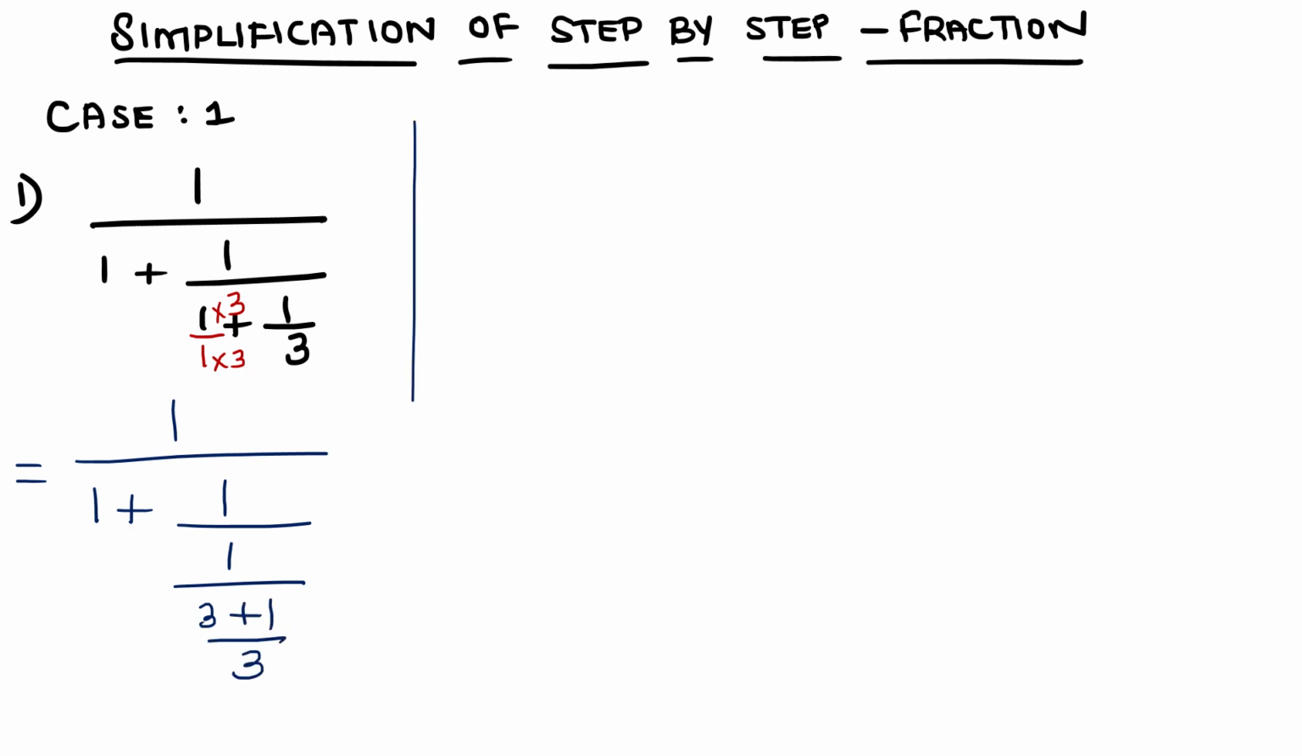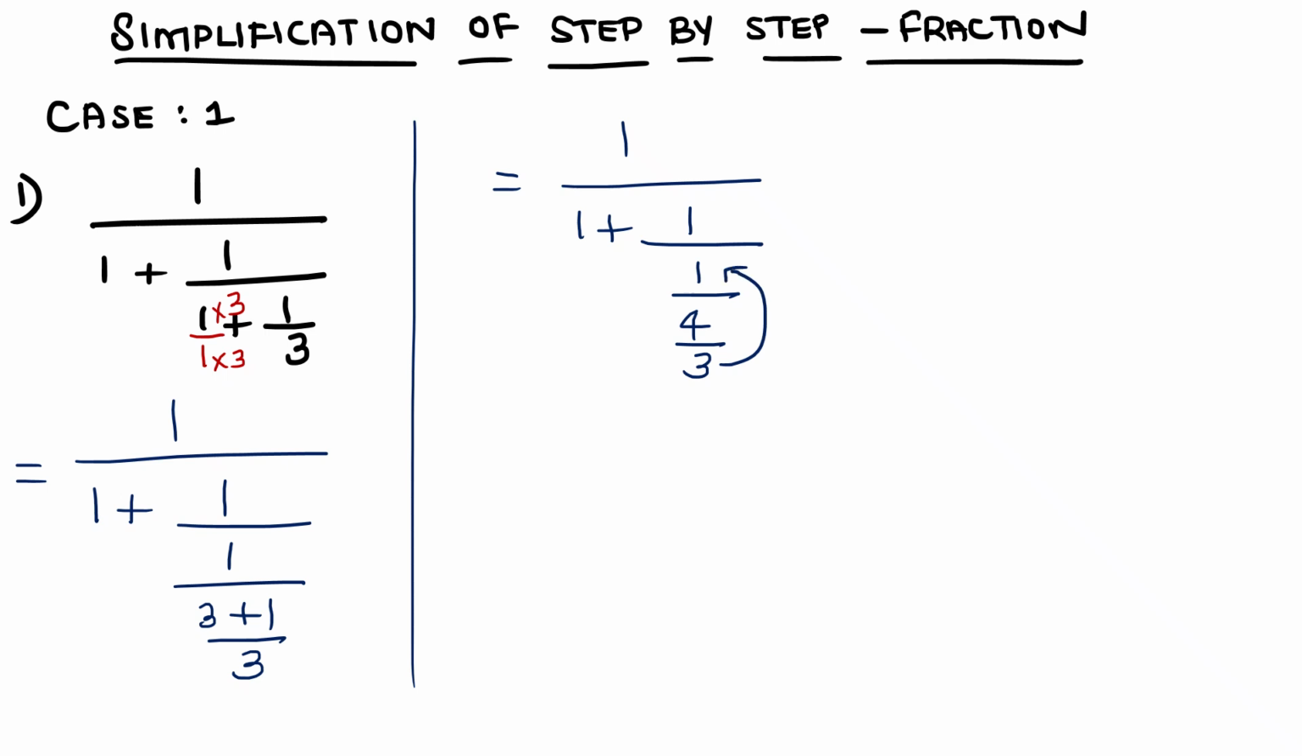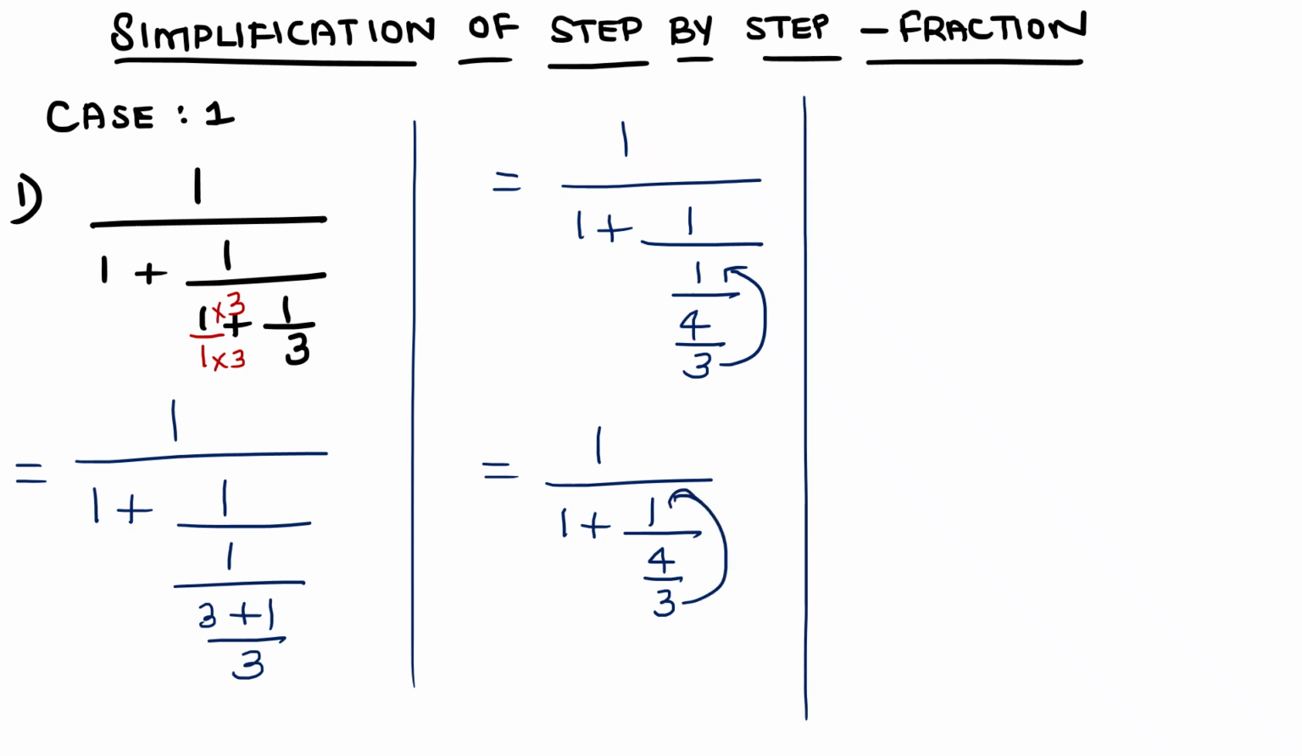So you will be getting 4 by 3, that is 1 divided by 1 plus 1 by 4 by 3. So what happened to this? This 3 will go to the numerator part because it is the whole division part, right? So I will be writing 1 divided by 1 plus 1 by 4 by 3. Again, this will go to the top. So you will be getting 1 divided by 1 plus 3 by 4. I hope you understood what I am doing in these two steps.